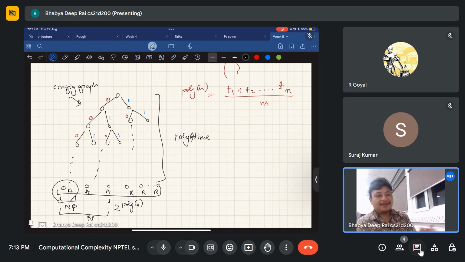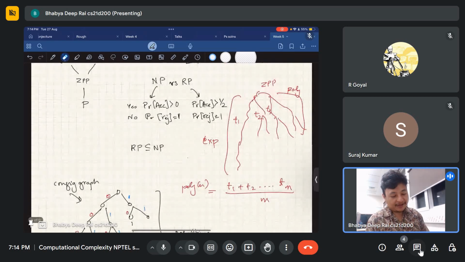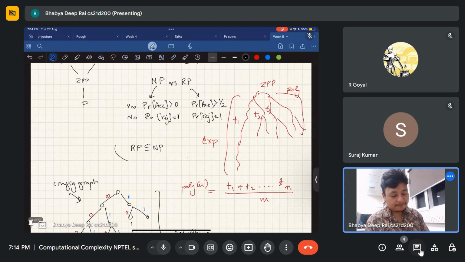Now you have a question about correctness, but you can see that when you talk about an RP algorithm, when the string belongs to the language, then at least half of the paths should be accepting paths. When it does not belong to the language, all of these paths should be rejecting. This is an alternate way to view it, which is quite helpful in certain situations. But anyway, we have RP is contained in NP.